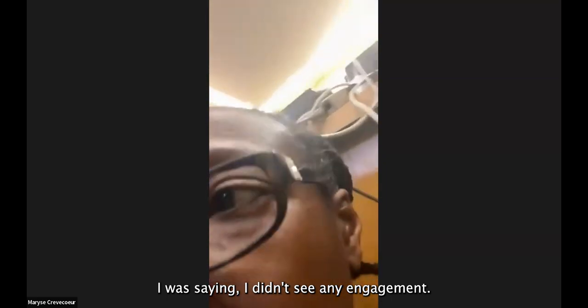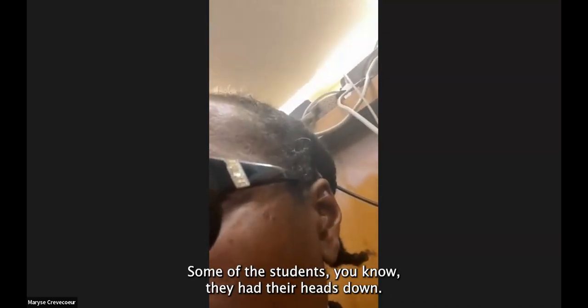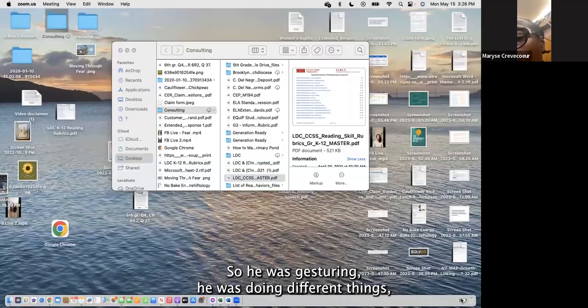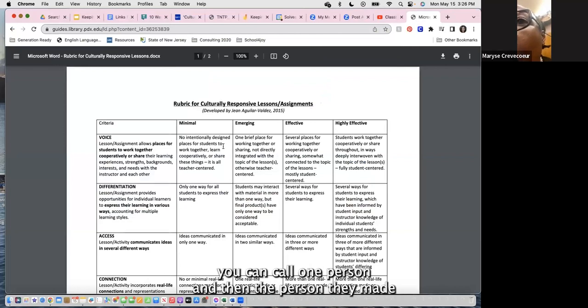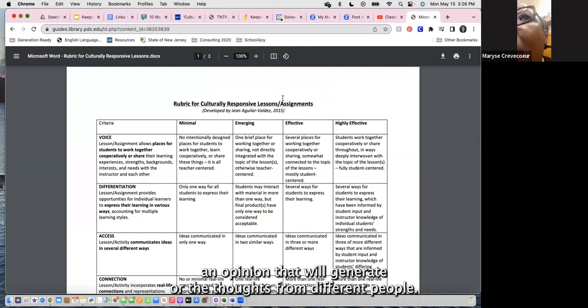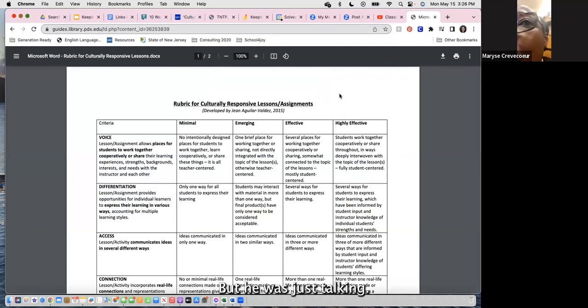Yeah, I was saying I didn't see any engagement. Some of the students had their heads down. So he was gesturing, he was doing different things, but he talked too much without really asking any questions. With questioning, you can call one person, and that person's opinion will generate other thoughts from different people, but he was just talking.